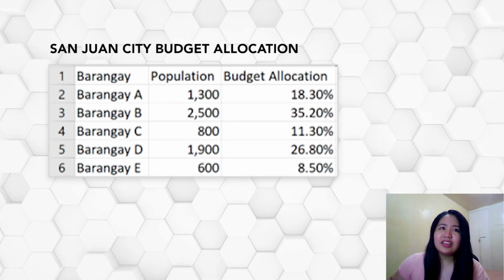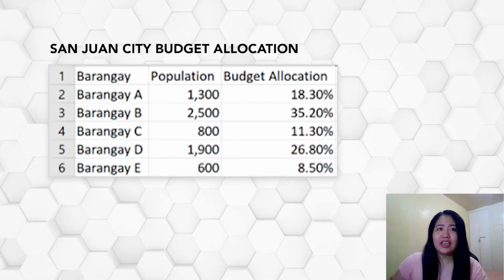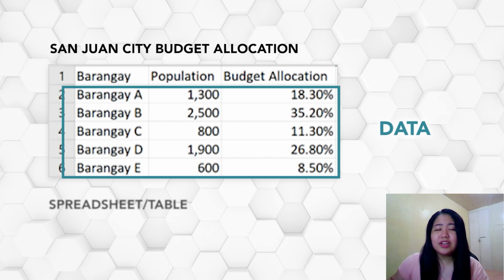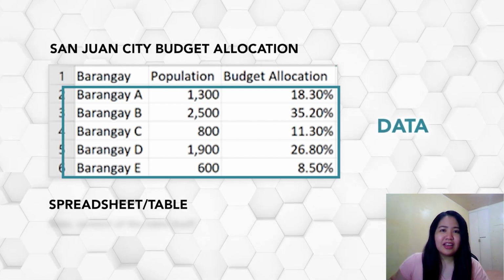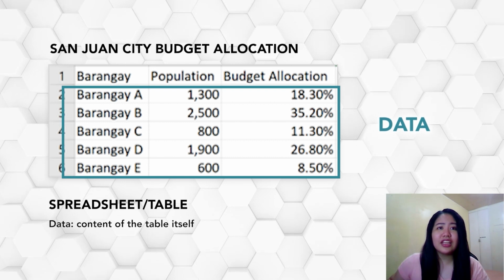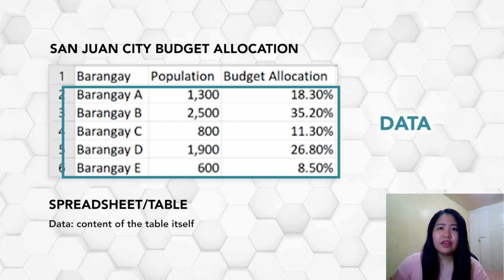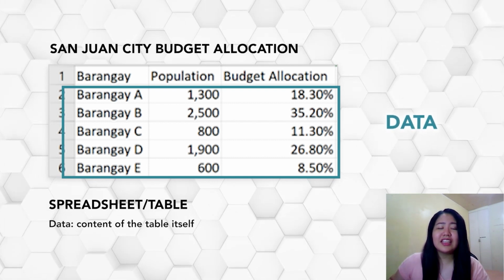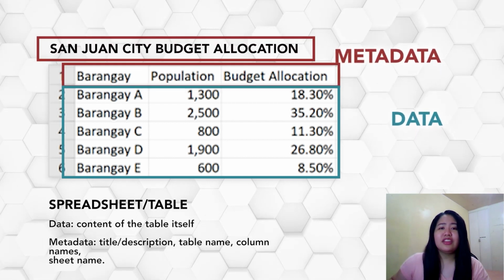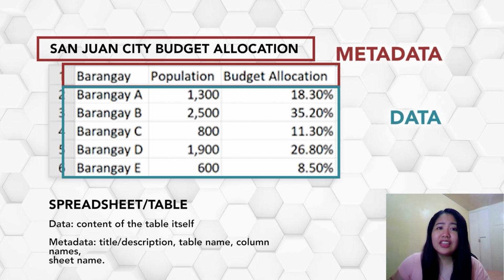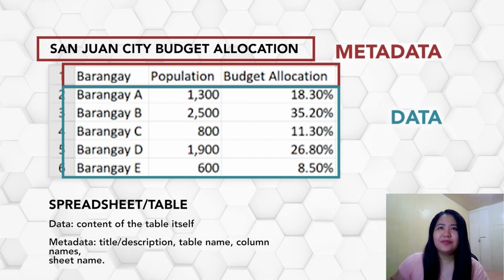Let's take another example. As seen earlier, this is City One's budget allocation data. This is in a spreadsheet or table format. And the data that it contains is the content of the table itself, while the metadata is the title or description of the table name, the column names, and the sheet name, etc.